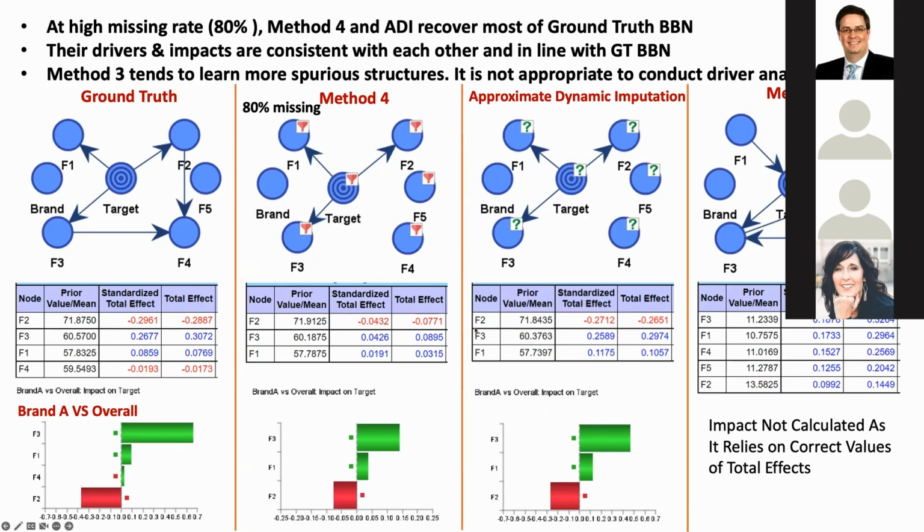But if you purely rely on BayesiaLab, it seems method 4 and the ADI, the filtered states and the Approximate Dynamic Imputation, work. For the impact, if you benchmark your brand A versus overall, meaning the category average, the market average, you see for brand A which attributes you're winning, which attributes you're losing. These are the ground truths. These are the ones recovered from method 4 and the ADI. They're quite consistent, essentially, other than one weak driver that was not picked up by the model.